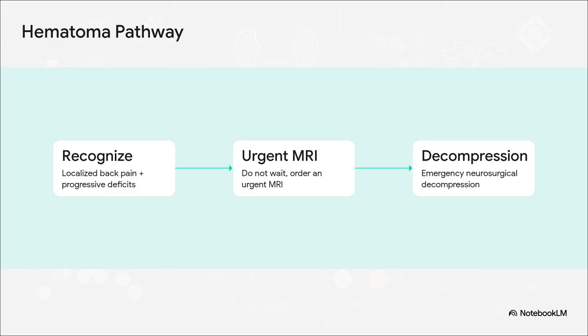Step 1, you recognize that localized back pain paired with progressive deficits. Step 2, you do not wait. You order an urgent MRI immediately. And Step 3, the patient is prepped for emergency neurosurgical decompression to save their spinal cord function.